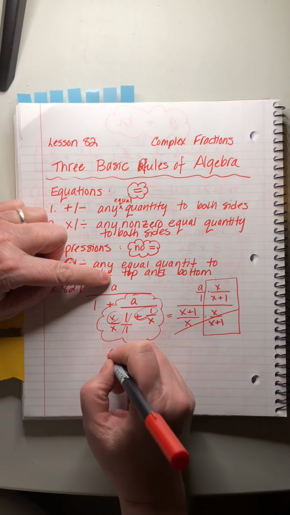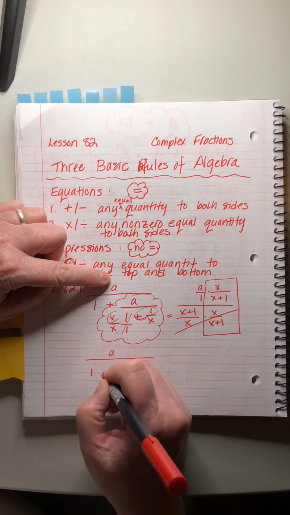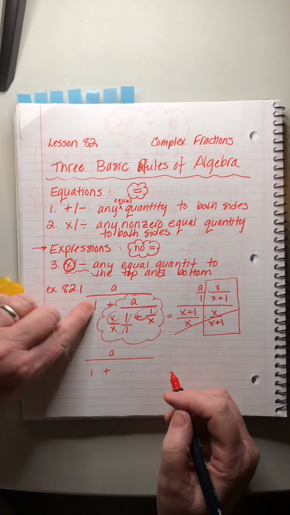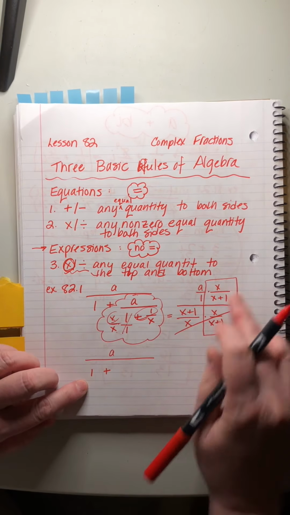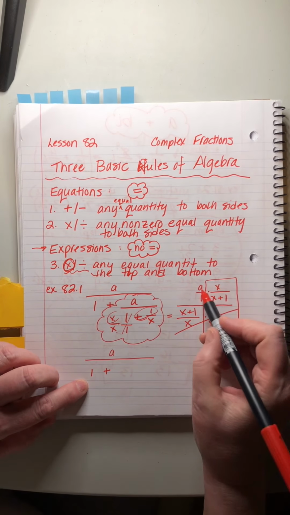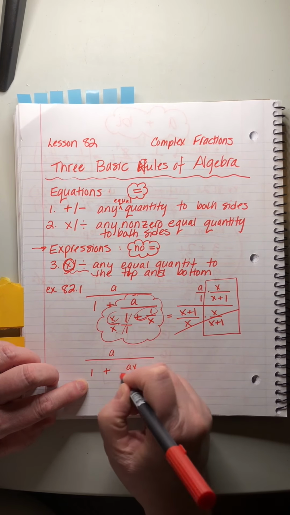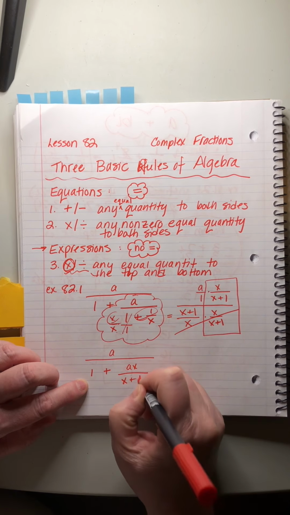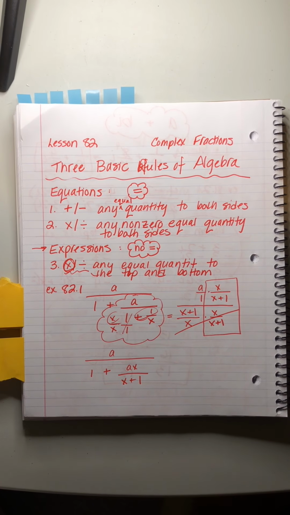Now, I'm going to copy the other part of the problem. This is the same, the 1 plus. Now, this is what's going to go here. It's going to be ax over x plus 1. Whoa, how do you feel about that? That's pretty cool, right? We've simplified that all the way down.